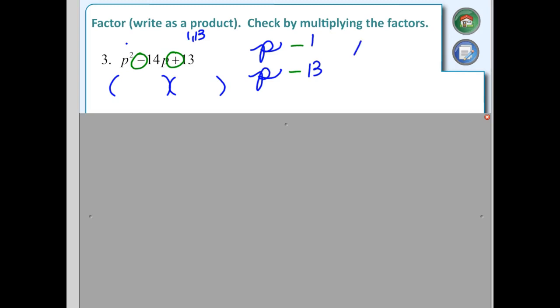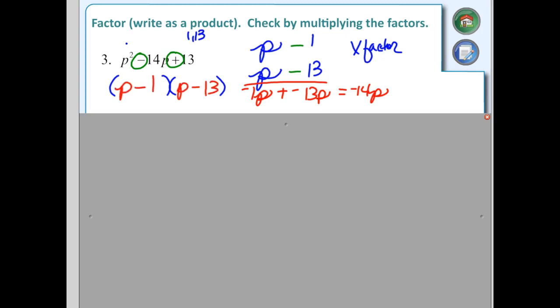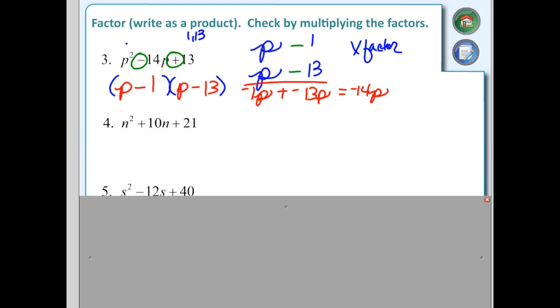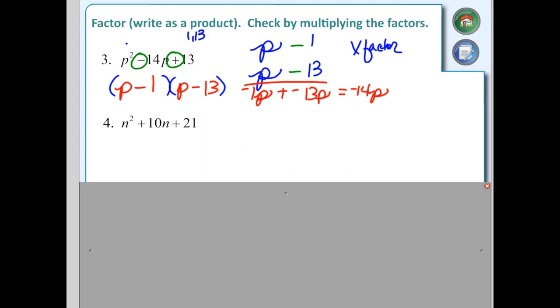And then we've got to X factor. We always check the middle. And I understand right now, this is easy. I can do it in my head. I get that. But in another day or two, we're going to add some different things in. And so it's just easier to learn how to do it on the easy stuff, so when we get to the hard stuff, it's just like second nature. Okay? So when I add those together, we get negative 14p. All right? So the middle checks. And so my binomials would be p minus 1, p minus 13. Good job.